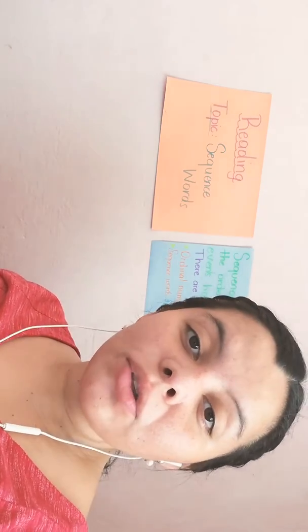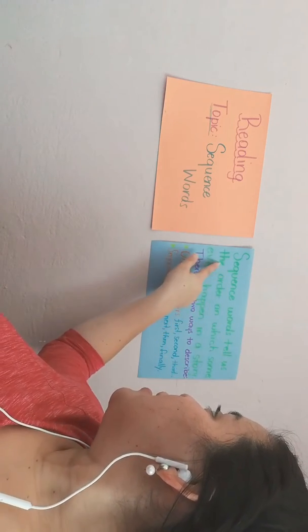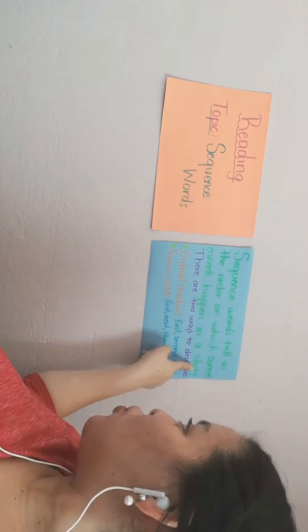We are going to speak about the sequence words. What are sequence words? How do we use them? How do authors use them? Which are the words that we can use to tell the order of events in a story? We can come here and read: sequence words tell us the order in which some events happen in a story.